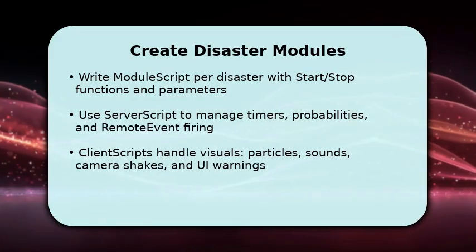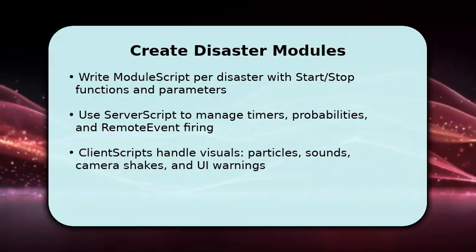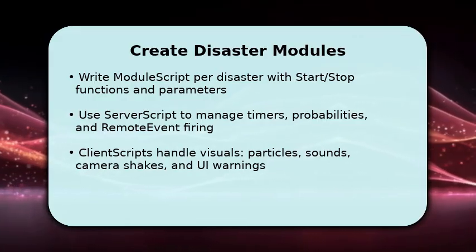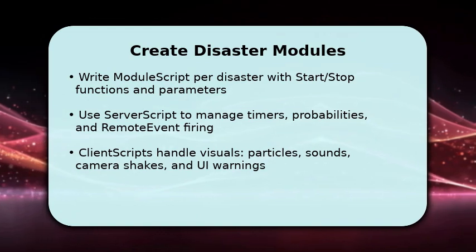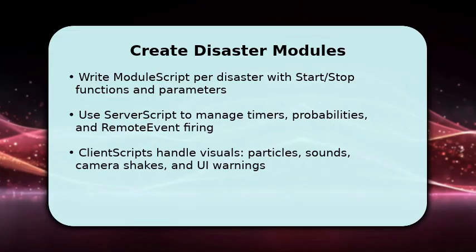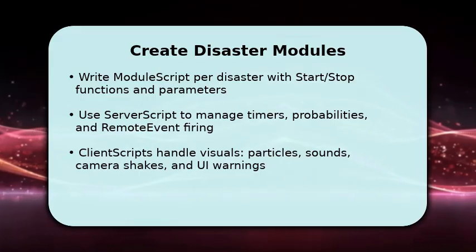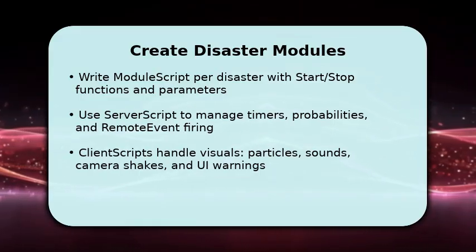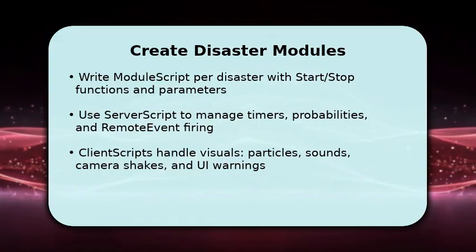name params. On the client, listen and spawn visuals, particle emitters, ambient sounds, camera shake math, and HUD warnings, so clients display effects without trusting networked physics. This split improves performance and prevents exploitation.